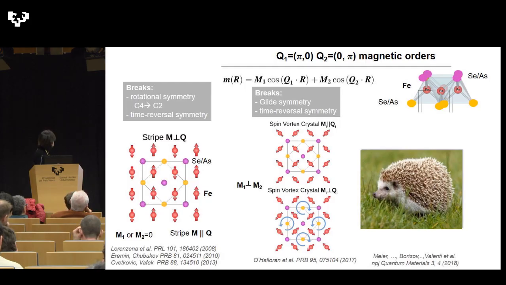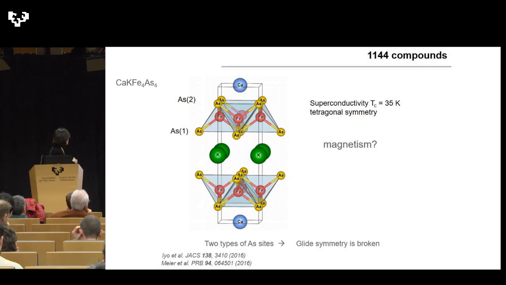However, in 2016, the group in Japan, Iyo and collaborators, were able to synthesize what we call the 1144 materials, where you take iron arsenide plates and intercalate them alternately by, for instance, potassium and calcium. So by a cation which is 1+ and a cation which is 2+. And they were able to synthesize this perfect intercalation. When you do that, of course, you are automatically breaking the glide symmetry that you had originally in the system if all these atoms were the same.